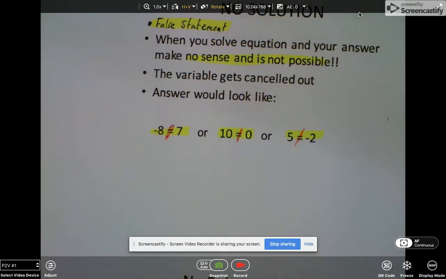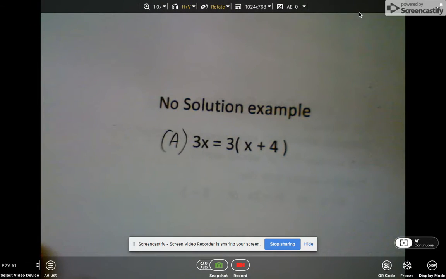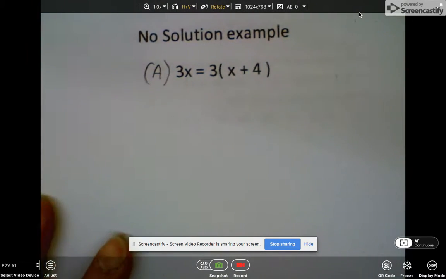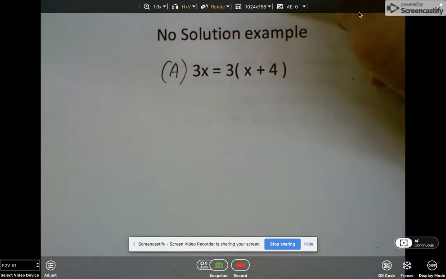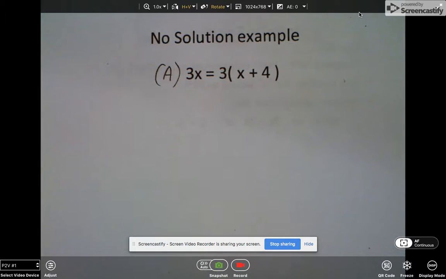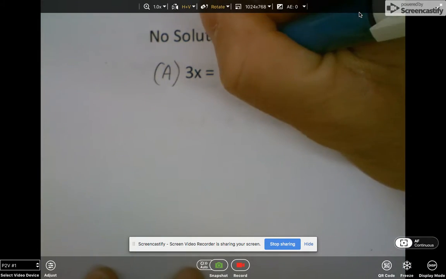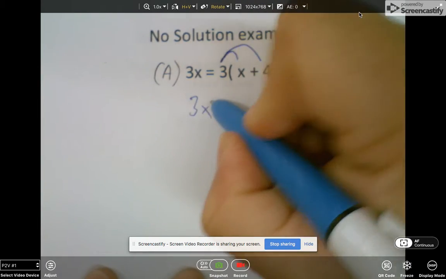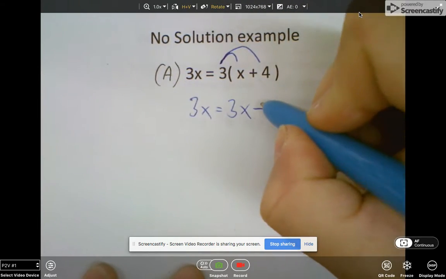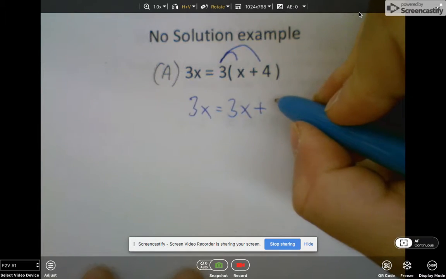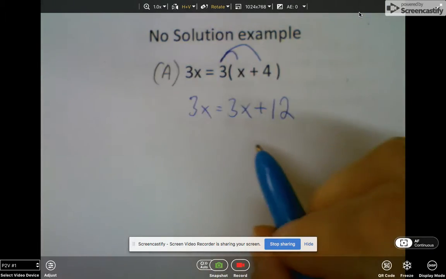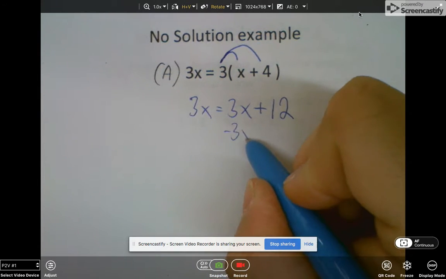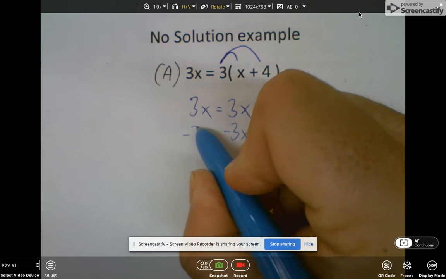So just like the last video reference, we're going to do an example together, and then I'll have you try one. So right now, you'll know that this is going to give you no solution, and let's see what that looks like. So the first thing you'll do, as always, is solve it normally. So you'll distribute here. You get 3x equals 3x plus 12, excuse me. So now you get variables on both sides.